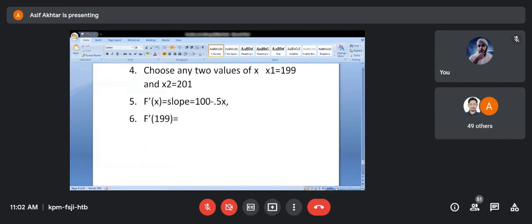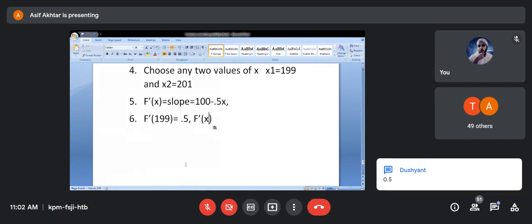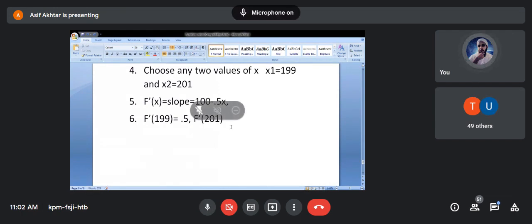Yes. How much is the value at f dash 199? 0.5. Okay, good. And what is the value coming at 201? Minus 0.5. Now that's minus.